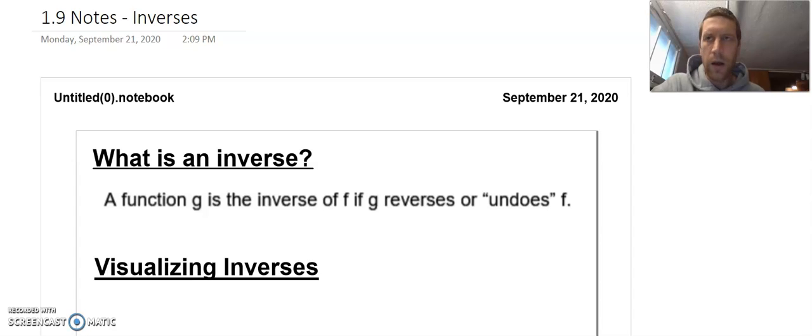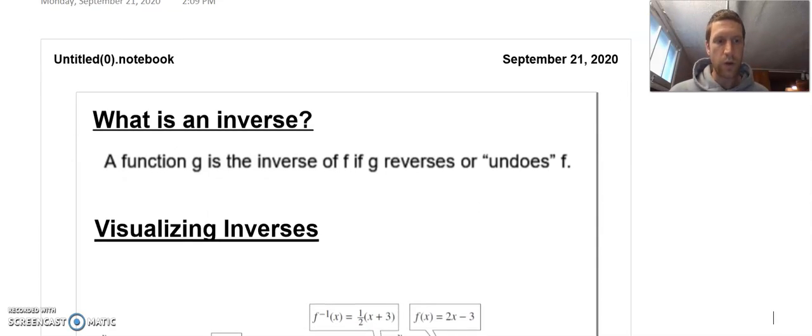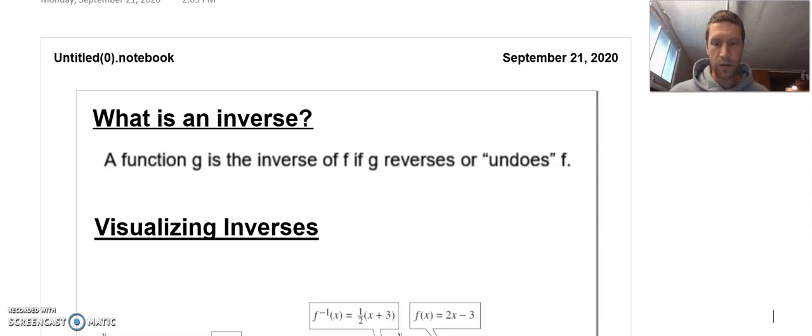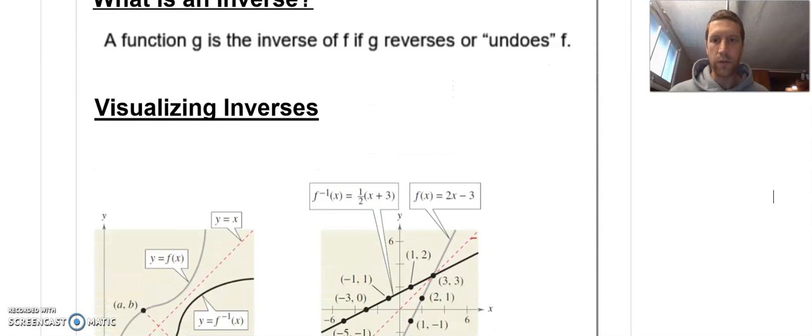Okay, think about if you're solving an equation. Let's say you have x plus 3 on one side and you want to get x by itself. You're going to subtract 3, right? Because addition and subtraction are inverse operations. The subtraction would undo the addition. So that's kind of the idea with inverses.